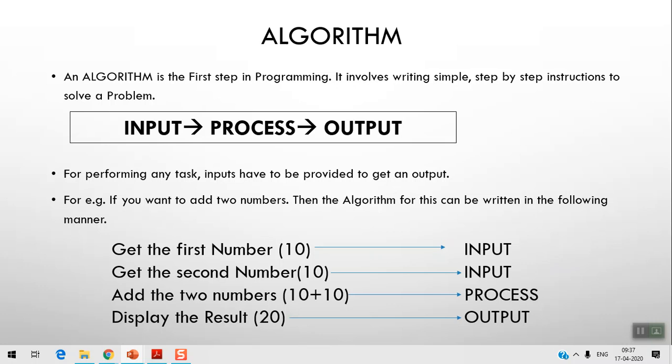For example, if you want to add two numbers, then the algorithm for this can be written in the following manner. First, we get the first number, say it is 10. Then we get the second number, say it's also 10. Those will be our two inputs. Then add the two numbers, that is 10 plus 10. That is the process which we do on those inputs. And then we display the result, which is 20. That will be our output.